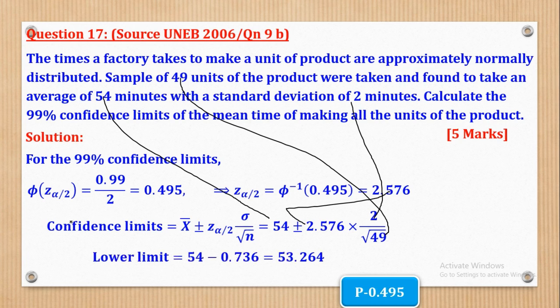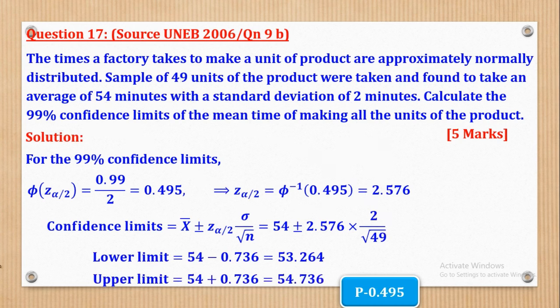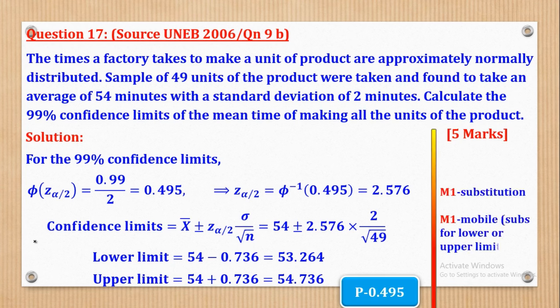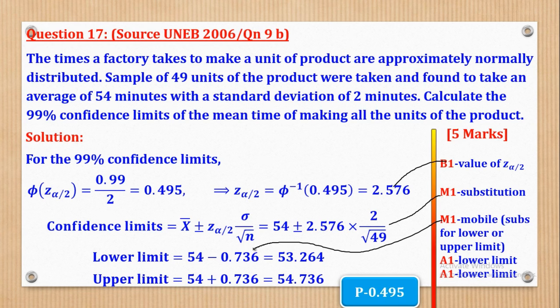Therefore, the lower limit, because they asked for confidence limit, means we have to state the lower limit and also the upper limit. So basically that's what they wanted. Now let's see how much can be awarded. So B1 for Z alpha over 2, M1 for substitution, M1 for multiplying, so it can be given at this point or at this point. Then A1 for stating lower limit, A1 for stating upper limit.